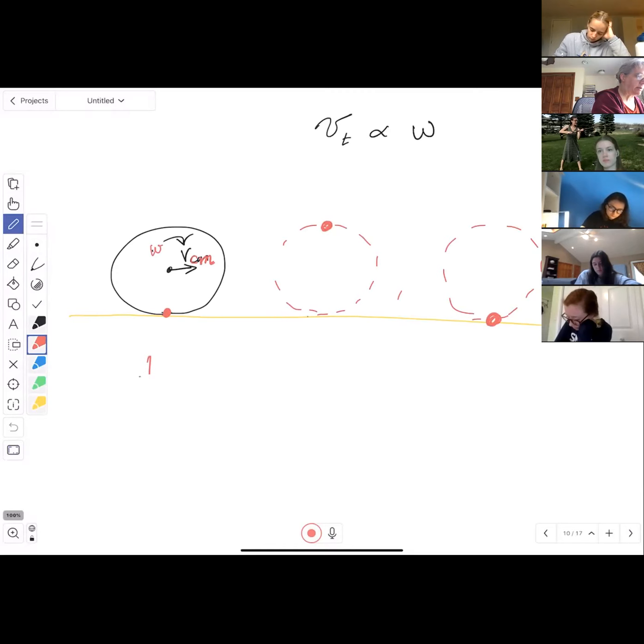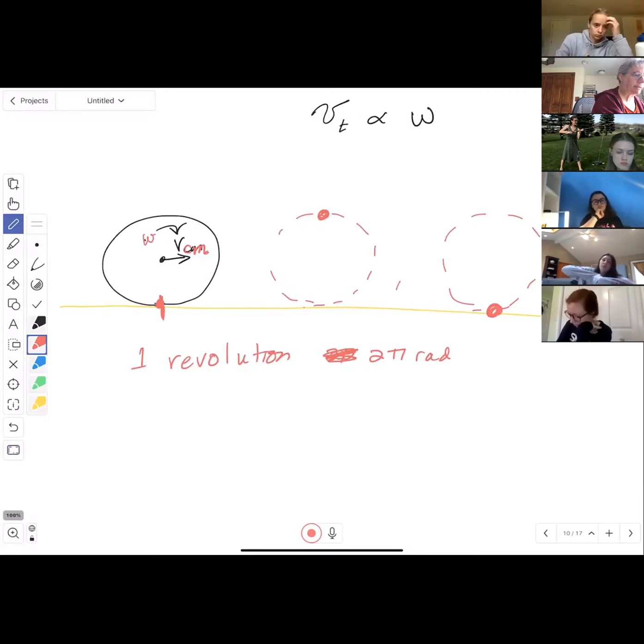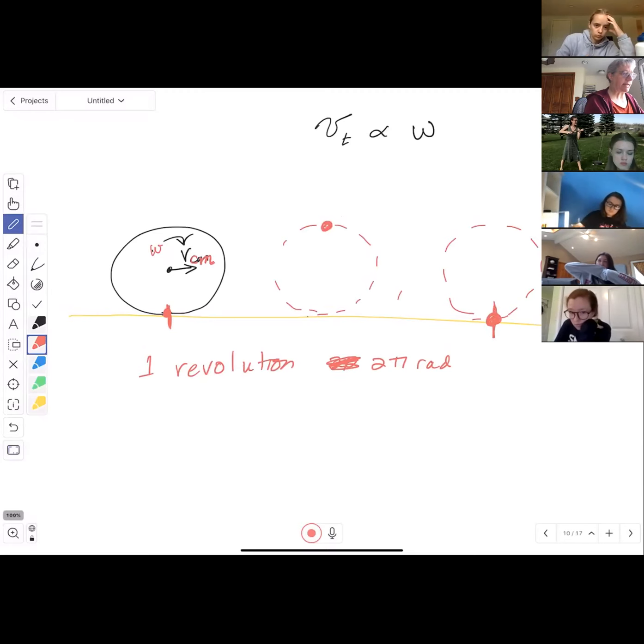So in one revolution, that would be 2 pi radians is how far it's turned, right? And in one revolution, it's also gone a distance. Well, what is that distance, right? That distance means that each little part of the surface had a chance to be in contact with the road. So the distance traveled is equal to the circumference.